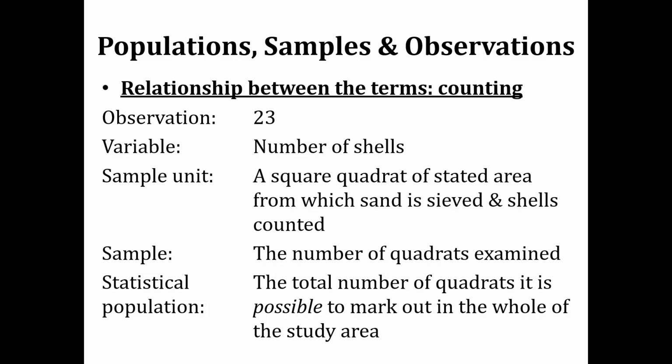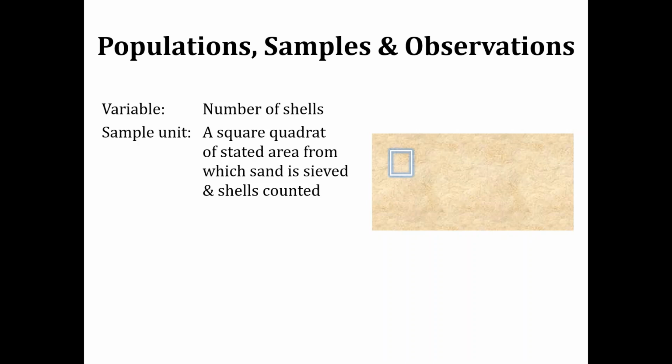So we are going to see that example through a pictorial description. And here is the pictorial description, and this is the beach that we were talking about, from which we want to count the number of shells from different areas. So the variable is the number of shells in different parts of the beach, and the sample unit is a square quadrat of stated area from which sand is sieved and shells are counted. So this is a single sample unit. This quadrat has a specific dimension, and from it we collect the sand, sieve it, and count the shells present. The number of shells found in this specific quadrat gives us one observation, and this one quadrat is called a sample unit.